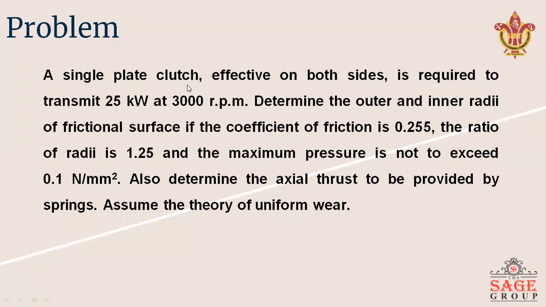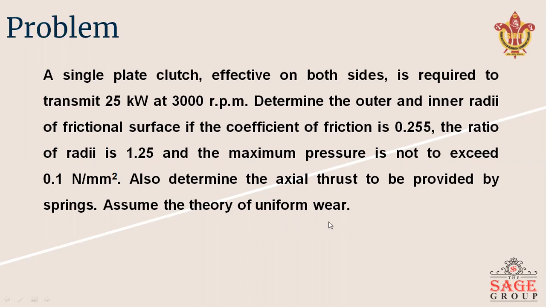A single plate clutch, effective on both sides, is required to transmit 25 kilowatt at 3000 rpm. Determine the outer and inner radii of frictional surface if the coefficient of friction is 0.255. The ratio of radii is 1.25 and the maximum pressure is not to exceed 0.1 Newton per mm square. Also determine the axial thrust to be provided by springs.